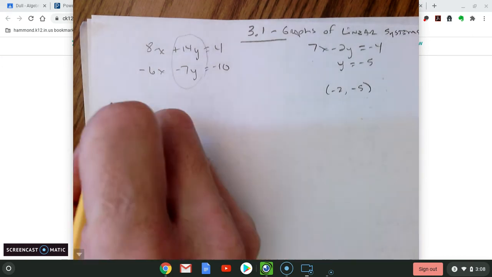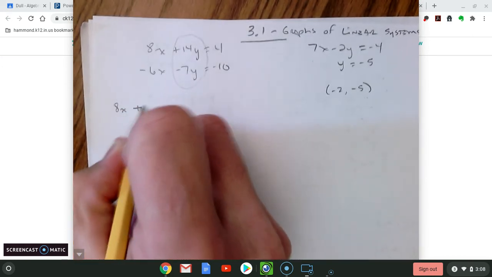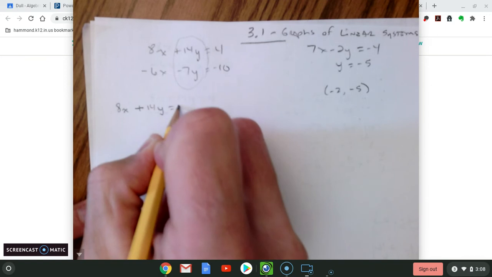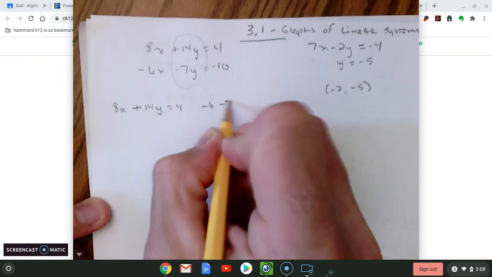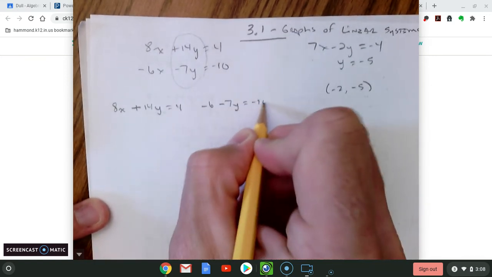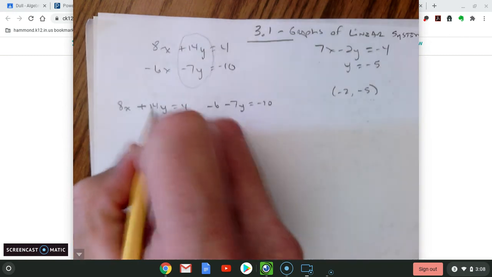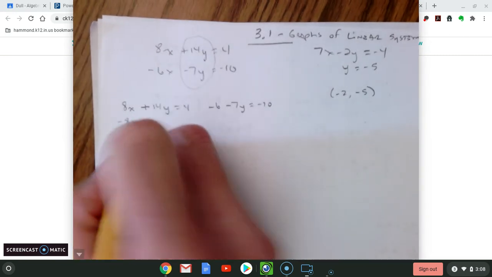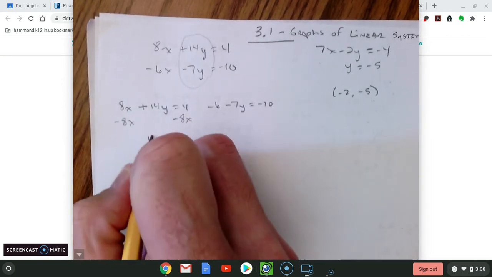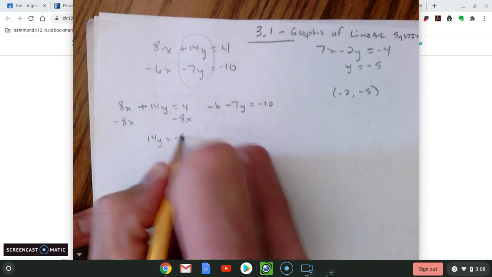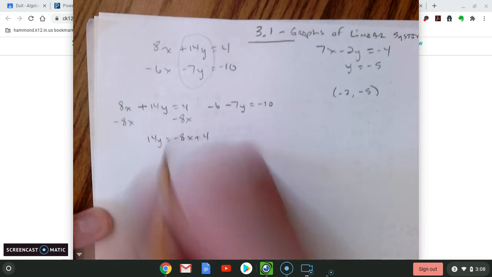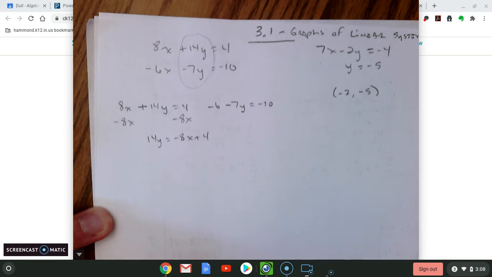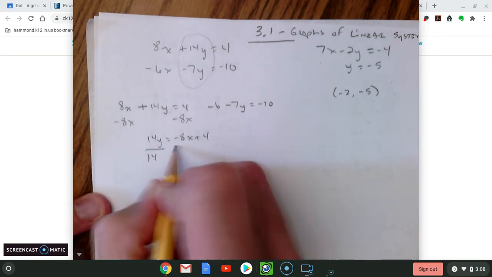Let's take a look at what happens if we go and try and put both of these in slope-intercept form. Right? So I'm solving for y. Subtract 8x, subtract 8x. 14y equals -8x plus 4. Now this over here looks kind of nice. I'm like, hey, I recognize 8 is a multiple of 4. Maybe this will turn out. But I'm dividing by 14.